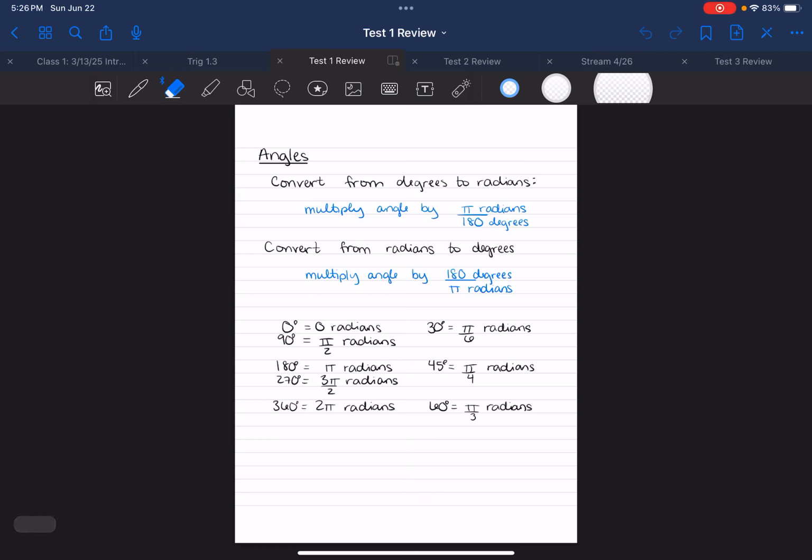First, talking about angles, make sure you know how to convert from radians to degrees. You'll definitely need to know these common angles of 0, 90, 180, 270, 360, knowing what those are in radians, and then also knowing 30, 45, and 60. So it's pretty quick. It's not written on here, but also coterminal. Coterminal is something that we talked about a good bit, so make sure you know what that is and how to find coterminal angles.